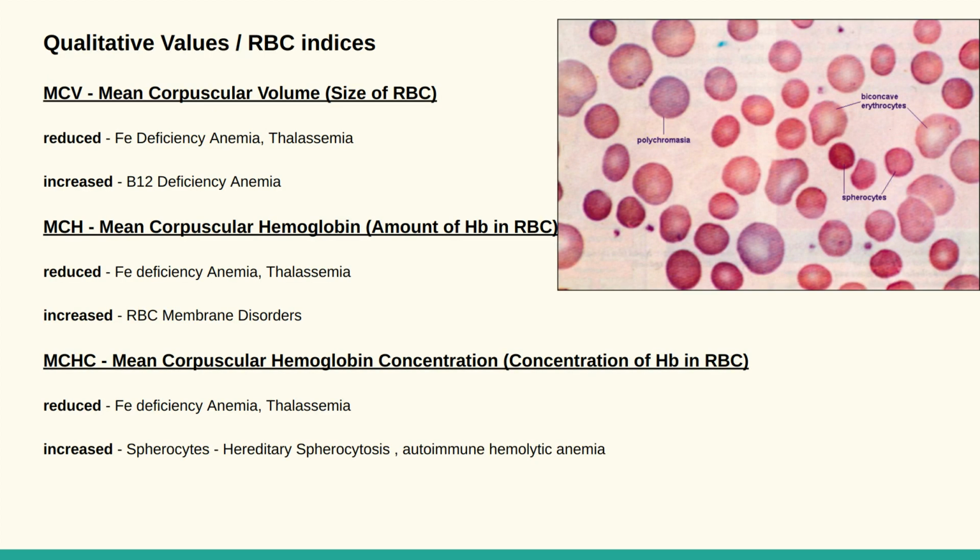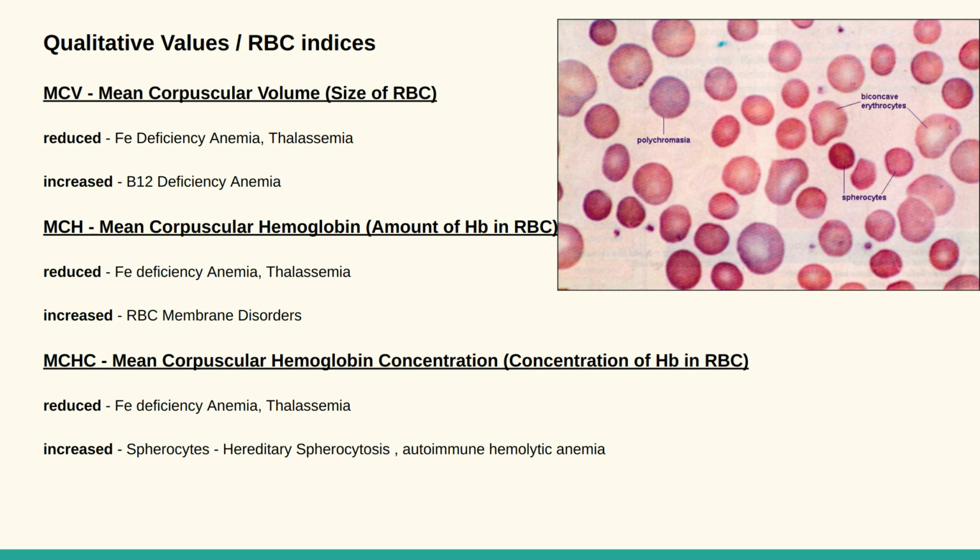Qualitative values are also known as RBC indices. There are three main values: the MCV, the MCH, and the MCHC. The MCV is the mean corpuscular volume. This is basically the size or the volume of an RBC. And the MCH is the mean corpuscular hemoglobin. So basically, this is the amount of hemoglobin in one RBC. And the mean corpuscular hemoglobin concentration is the concentration of hemoglobin in RBC.